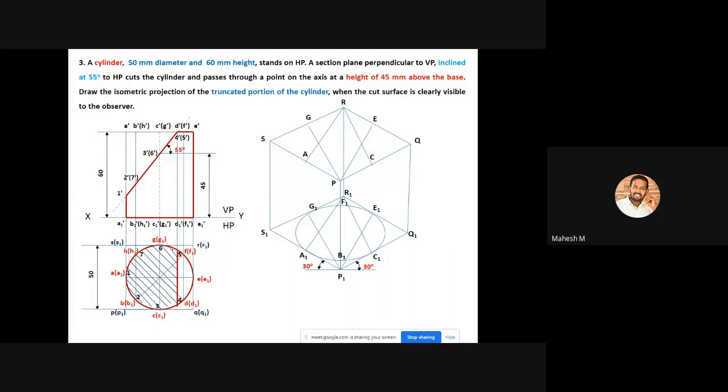Similar to that, you can measure the distance of P to G and create an arc. Similarly, measure the distance of R to A and create an arc. Just like the base, you have to create the top surface. Now you can create the cutting points. Before that, try to mark these points as H1, D1. We have already marked A1, B1, C1, D1. Similar to that, you can mark the top surface also.